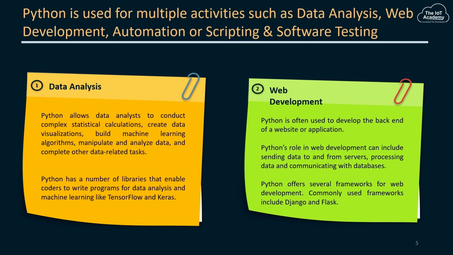Web development. Python is often used to develop the backend of a website or application. Python's role in web development can include sending data to and from servers, processing data, and communicating with datasets. Python offers several frameworks for web development. Commonly used frameworks include Django and Flask.